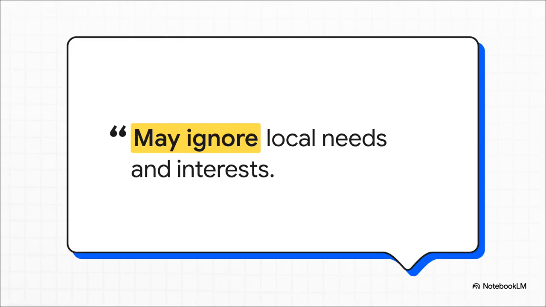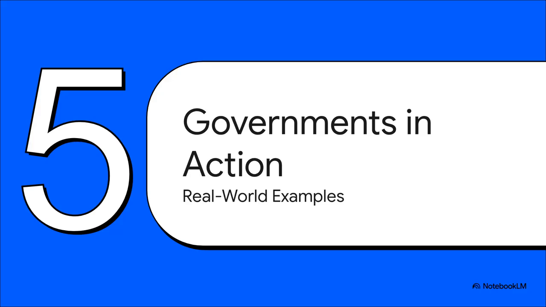I actually want to pause and focus heavily on this specific quote straight from the source text. "May ignore local needs and interests." This right here perfectly encapsulates the primary tension of the unitary system. While the nation as a whole might move fast and efficiently, the specific unique needs of a local farming community or, say, a coastal fishing town might be entirely swept aside by a broad, one-size-fits-all policy drafted in a distant capital city. Let's ground this theory in reality with our final section, unitary government in action.